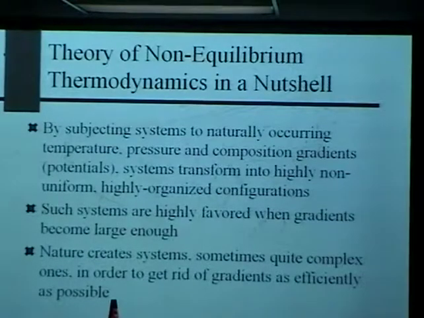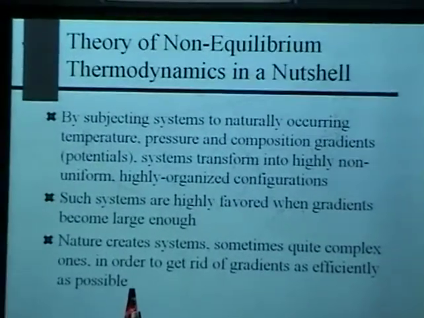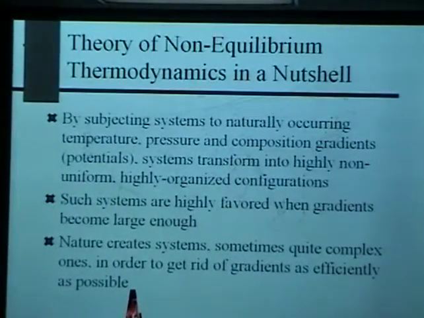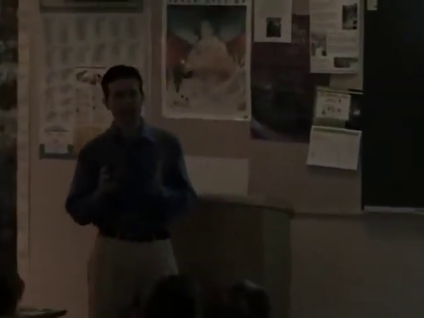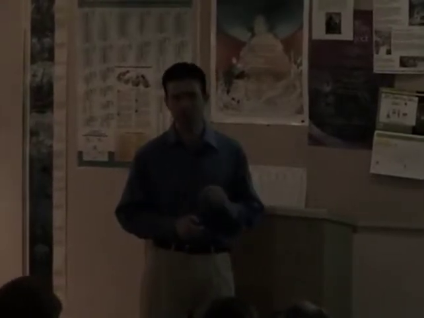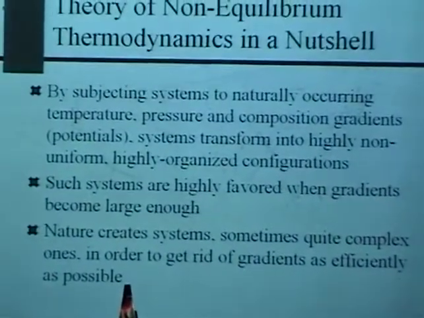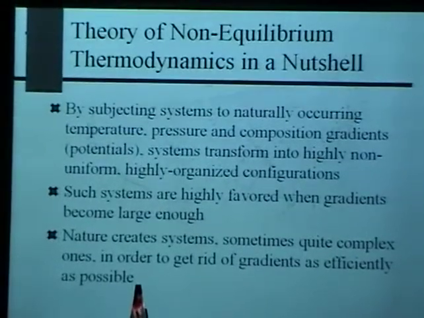Okay, this last idea is pretty profound, that nature will create systems, sometimes very complex systems, simply as a means of eliminating gradients, of doing it as efficiently as possible. It turns out that if you create organization, organized systems are much better at reducing gradients, differences, than less organized systems. So this sort of gives a basis, a reason why we might find order.